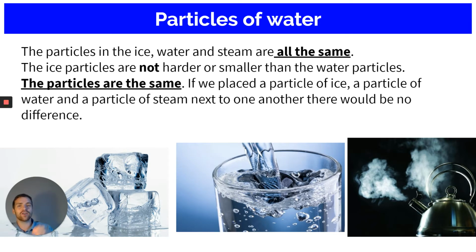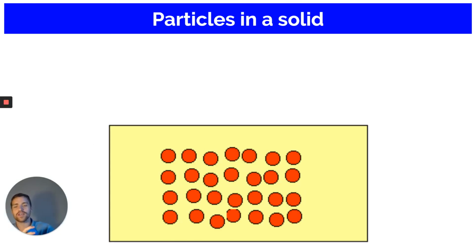So particles in a solid are not harder, and particles in a liquid aren't softer. That's not how it works. They're all the exact same. The only difference is how they interact.